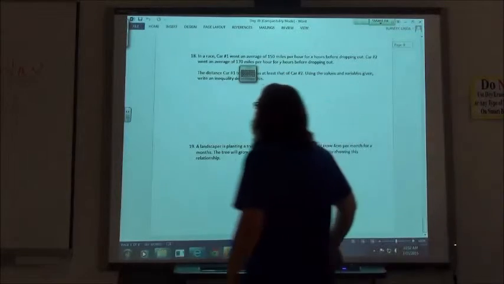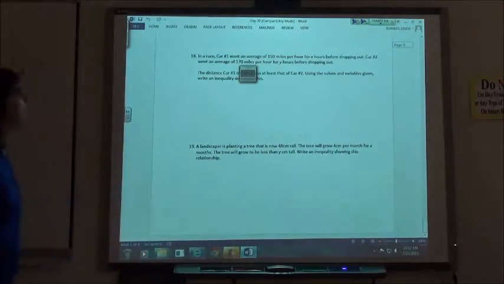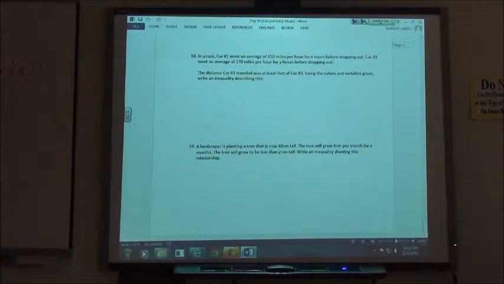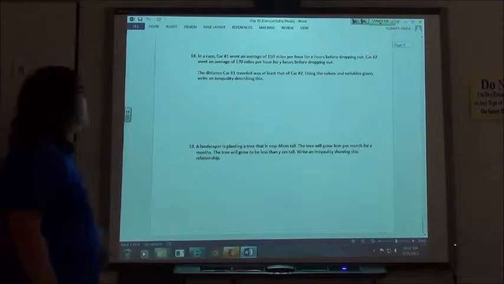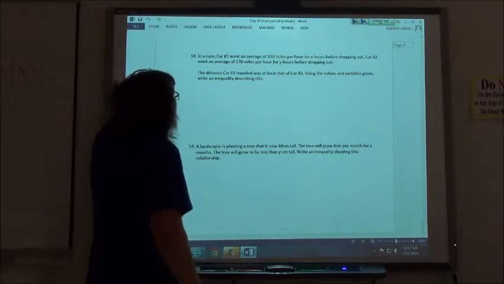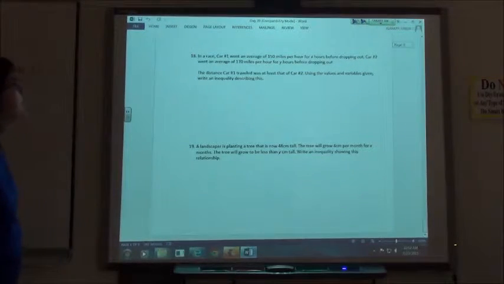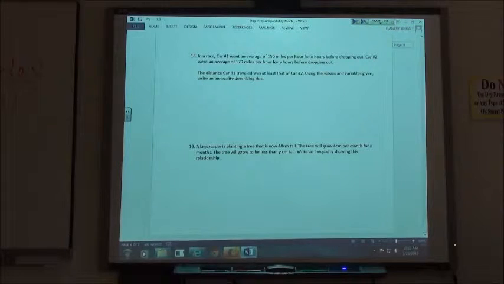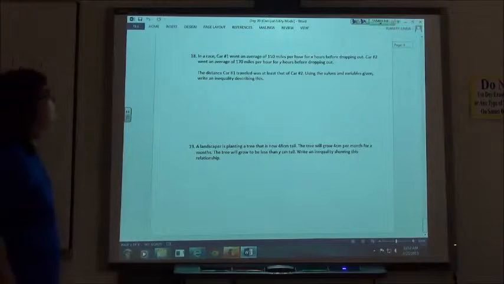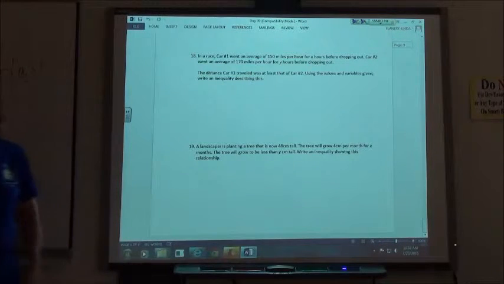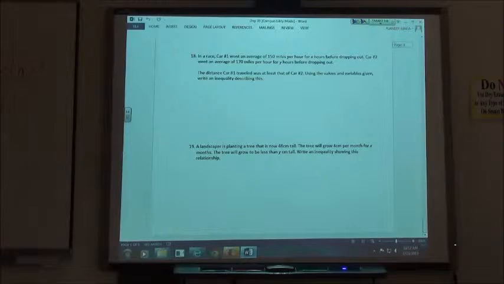Number 18 says, in a race, car 1 went an average of 150 miles an hour for X hours before dropping out. Car 2 went an average of 170 miles per hour for Y hours before dropping out. The distance car 1 traveled was at least that of car 2. Use the values and variables given. Write an inequality describing this. So, thinking about rate times time equals distance, how do we show the distance of car 1?